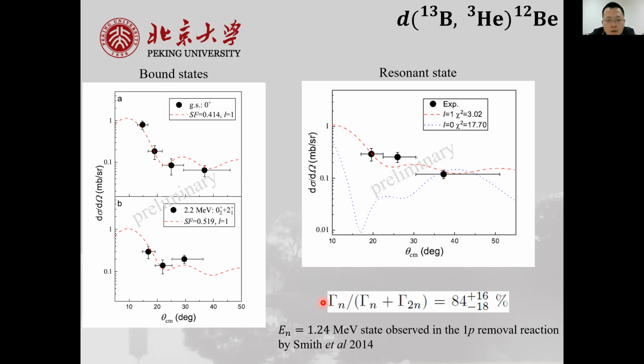Besides, we roughly analyzed the decaying path. We found that this resonant state will take the one neutron decay. The one neutron decay ratio is about 84%. Based on this character, we think this state should be the 2+ state, but not the 0+ state.